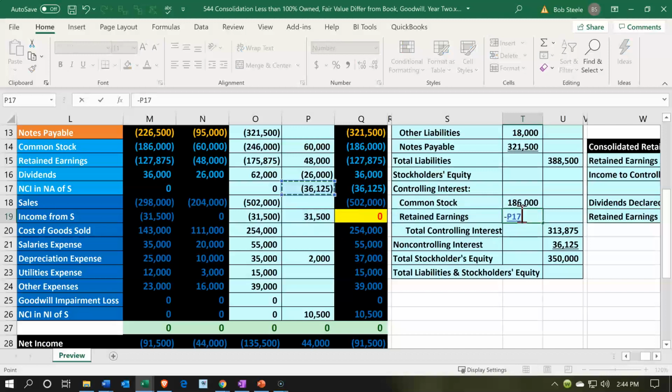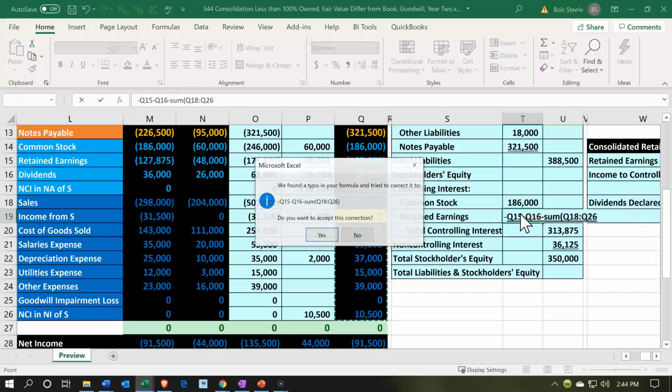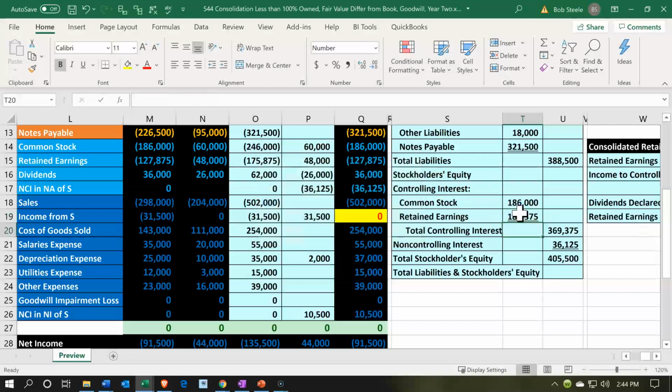negative, and you could pull this from the income statement obviously, but it's this minus this, and then minus the sum of all of this. It's everything. I'm not going to include the non-controlling interest, and that's going to be the 183,375. That should be it. Let's see if that puts us in balance.